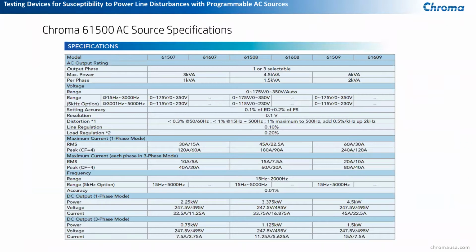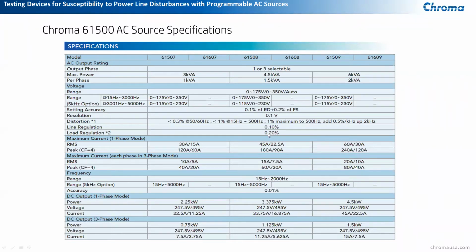The specs on the unit are very good compared to everything out there. One of the things that I like to focus on is the distortion. If you look a little above the middle of the page under voltage, you'll notice it says distortion. And we are one of the lowest distortion units for a solid state AC source. You can see that we're down to 0.3% at 50 and 60 hertz.